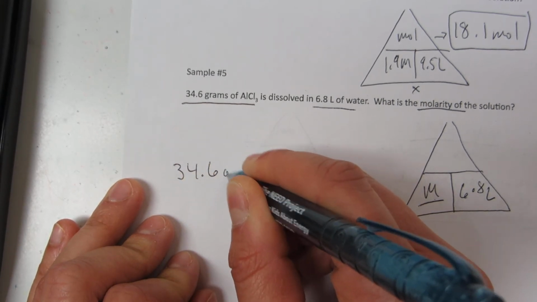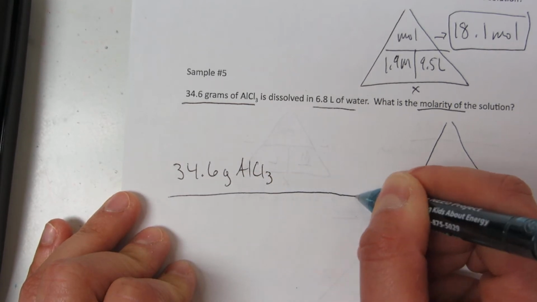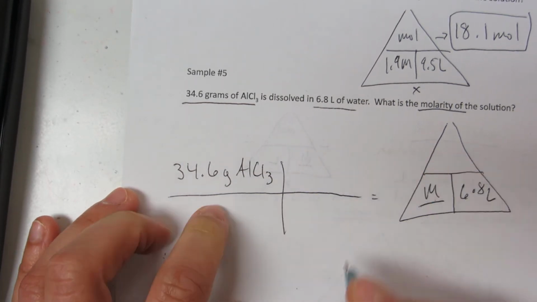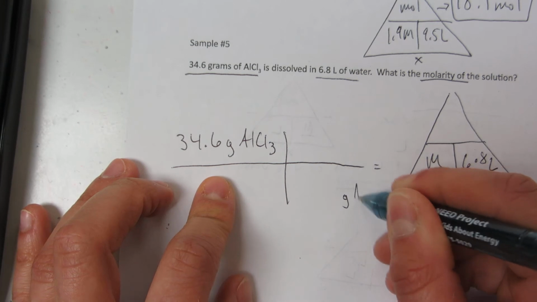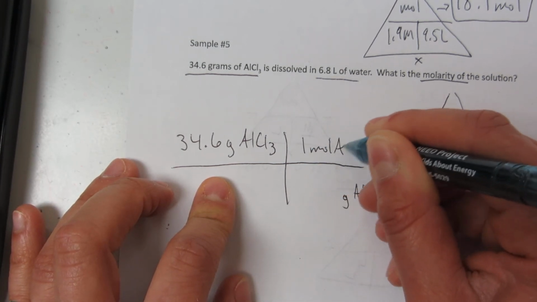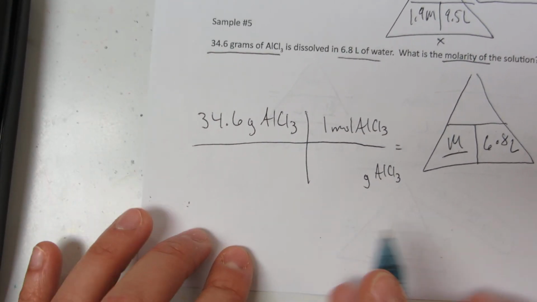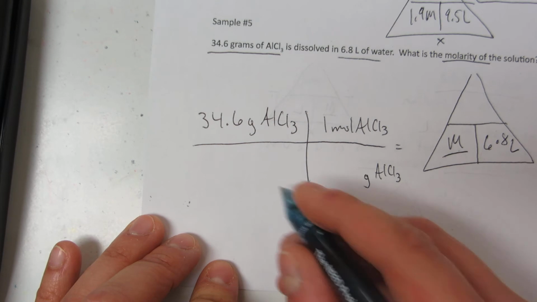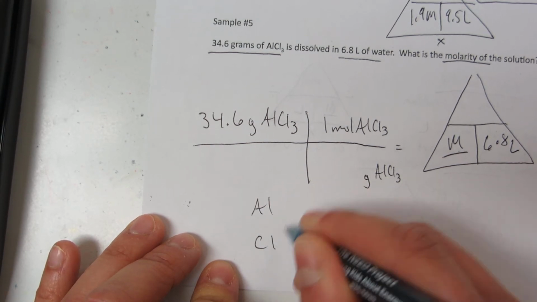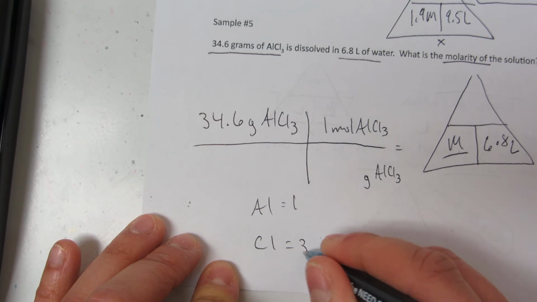So 34.6 grams of aluminum chloride, AlCl3, handy dandy T-chart. We're going to figure out the molar mass of aluminum chloride, and we know that'll be equal to 1 mole of it. Okay, to do the molar mass, this is where you take a compound and split it up into its elements. So we have aluminum, we have chlorine, we've got 1 aluminum, we've got 3 chlorines.